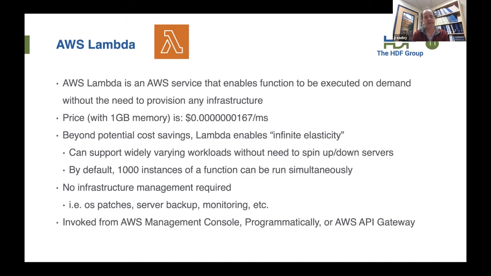Besides its cost, there's the advantage of this infinite elasticity, meaning that with a cluster, obviously you can spin up or down some number of servers, but that takes some number of minutes, right? With Lambda, you can go from no activity to 1,000 parallel functions instantly. And there's no infrastructure set up. There's no patching, no server backup, no monitoring. It's very reliable, low maintenance, et cetera.